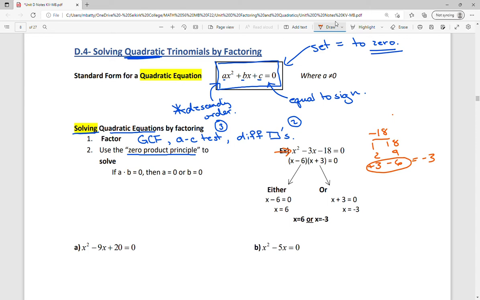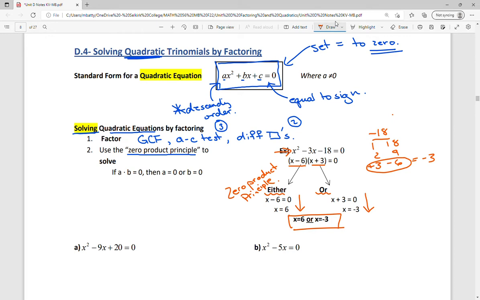And so now that I have this in factored form, I have my 2 binomials. Either this could equal 0 or this could equal 0. So this is where you get the either-or bits in my answer. This is the zero product principle in action. So basically what I'm going to do is solve each one of these to give me 2 options for x.